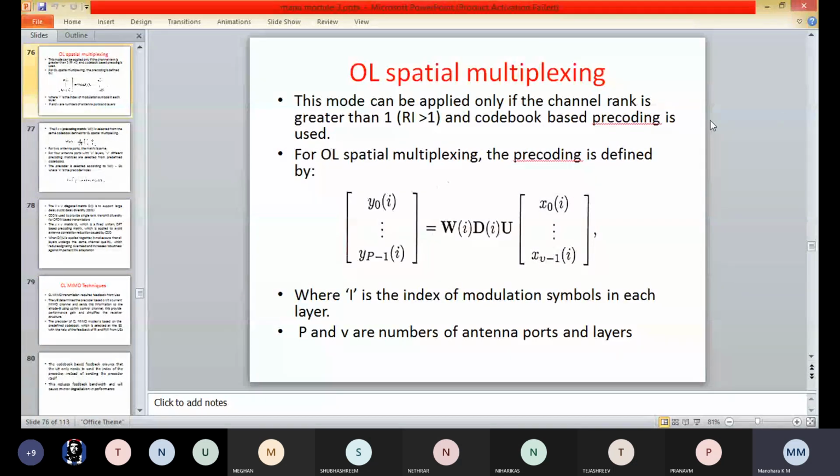Before going to open loop spatial multiplexing, can anyone tell what is spatial multiplexing? Anybody? Spatial multiplexing, we already discussed this in the second module. So can anyone tell what is spatial multiplexing?